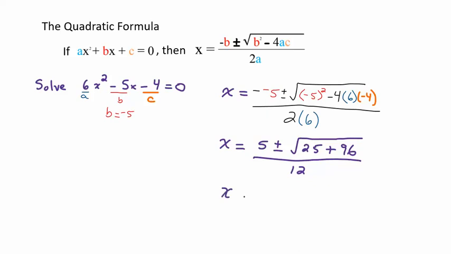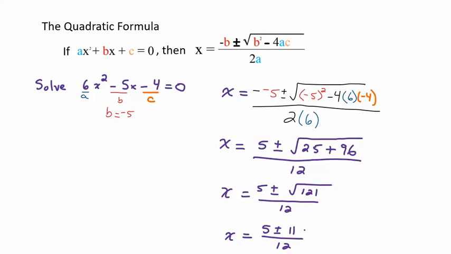Okay, next we're going to simplify what's under the radical, because that's like a grouping symbol. And what do we get? 96 plus 25 is 121. Next, we're going to simplify what's under the square root. Now, we got a little bit lucky here because this is a perfect square. The next example we're going to look at is not a perfect square, but the square root of 121 is exactly 11.